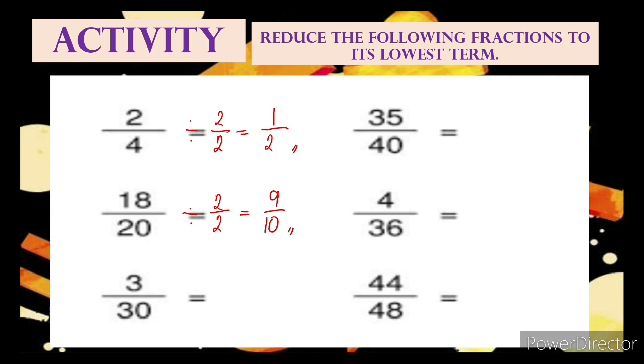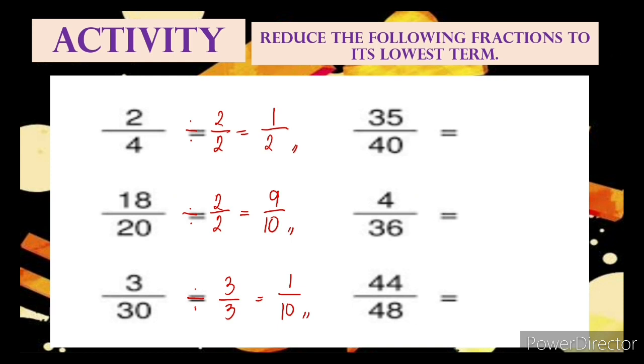Next, 3 all over 30. Okay, their GCF is 3. So, we can divide them by 3 all over 3. So, 3 divided by 3 is 1. 30 divided by 3 is 10. So, ang lowest term ni 3 all over 30 is 1 all over 10.